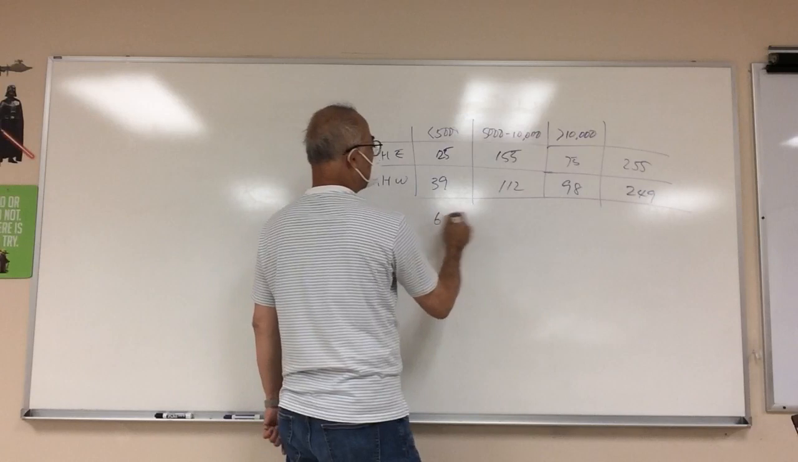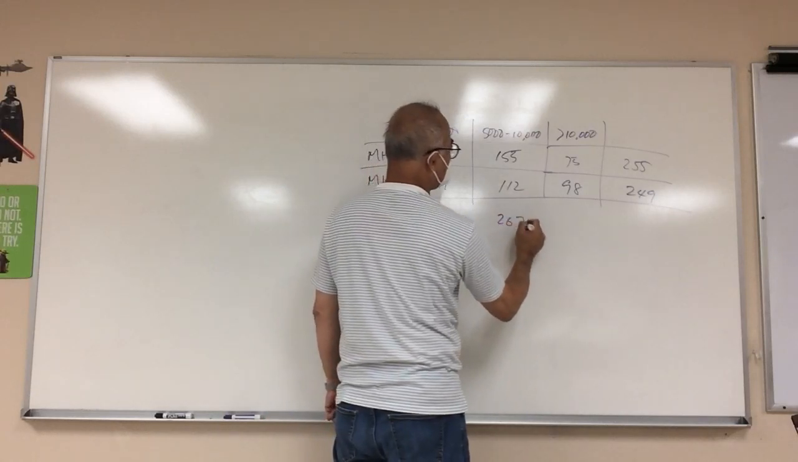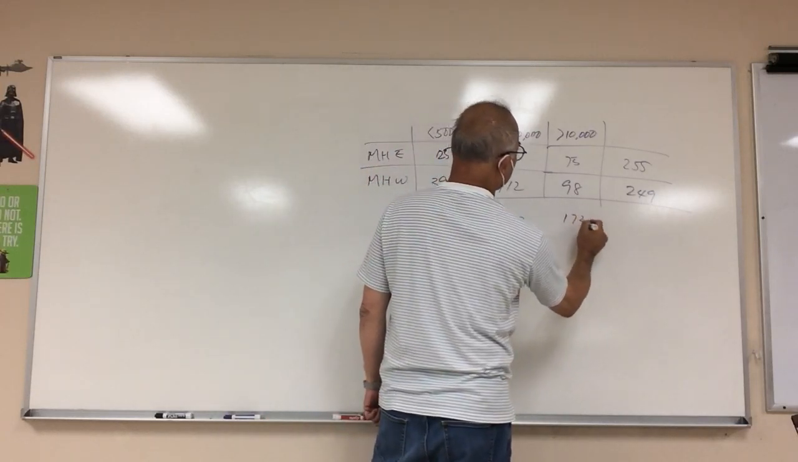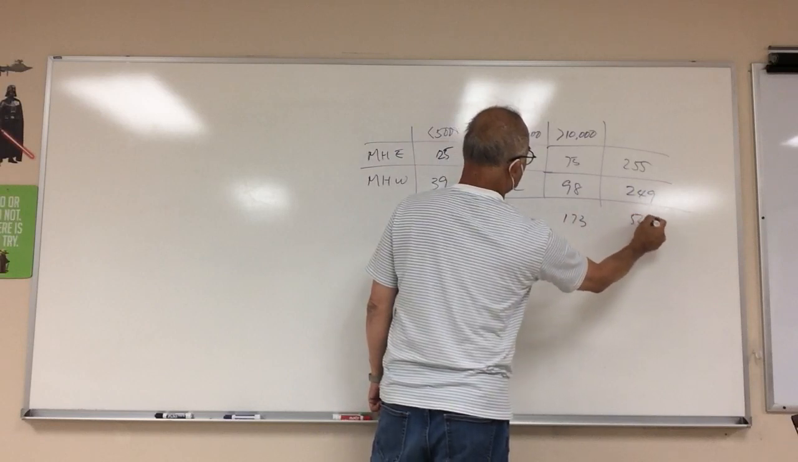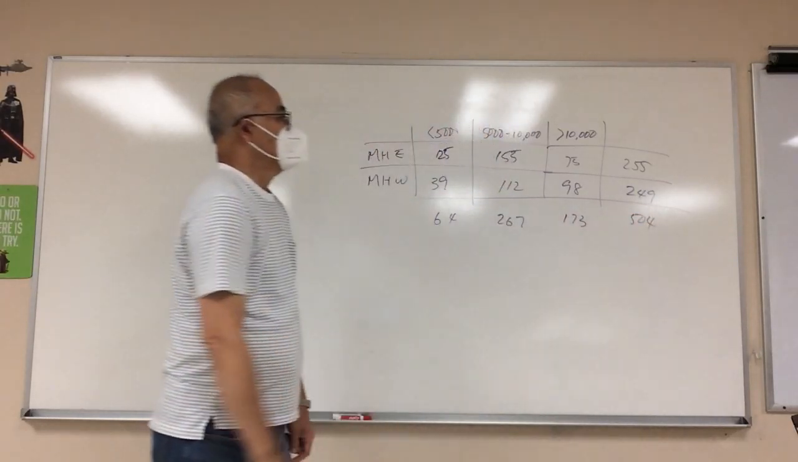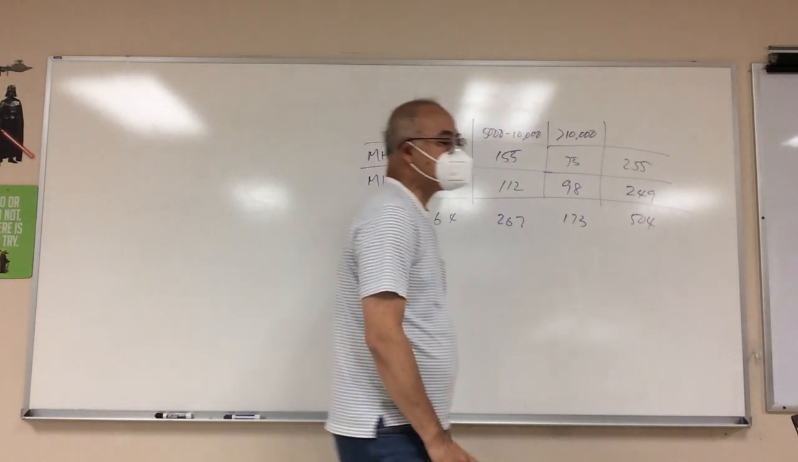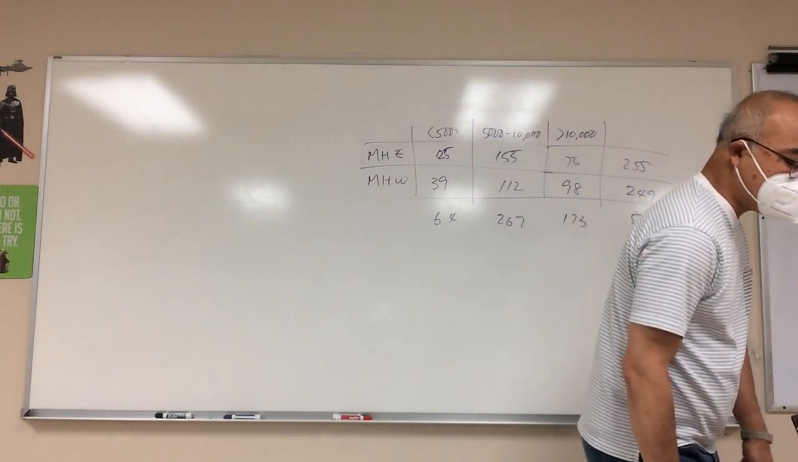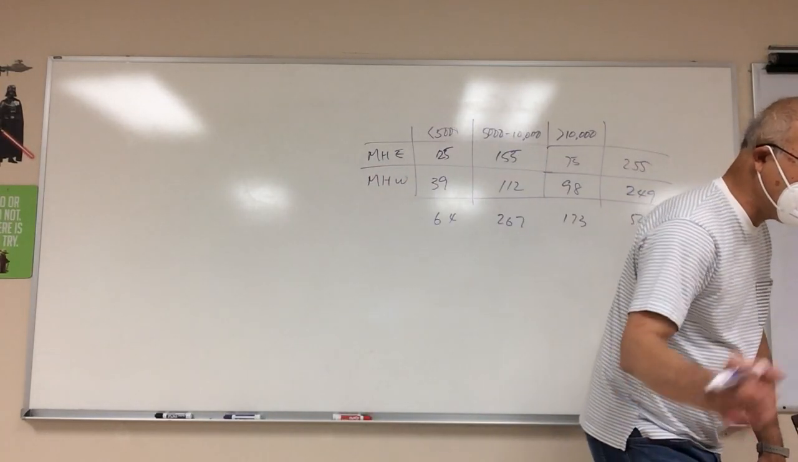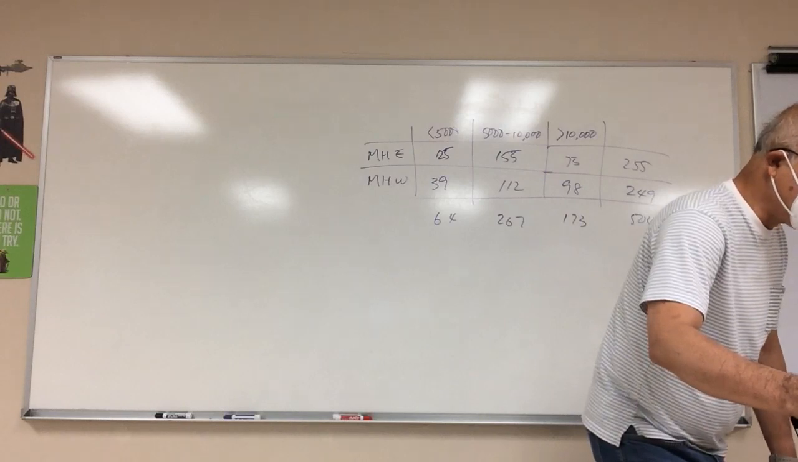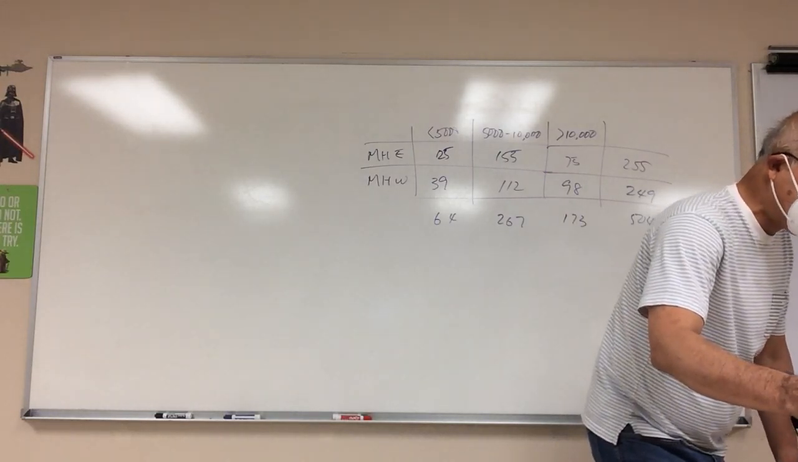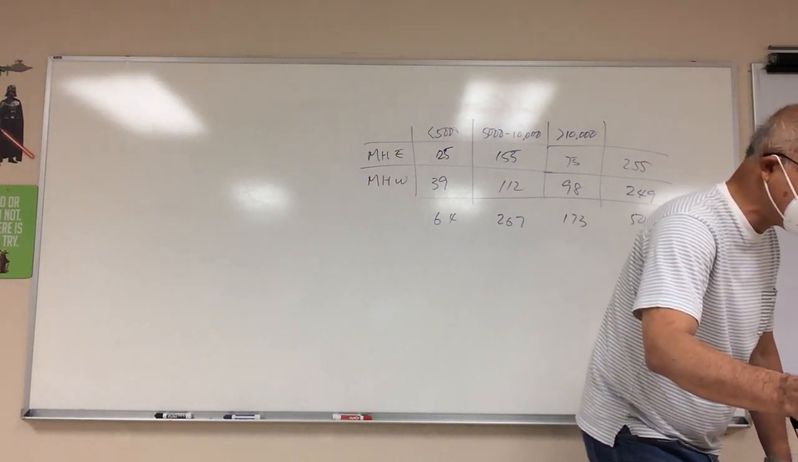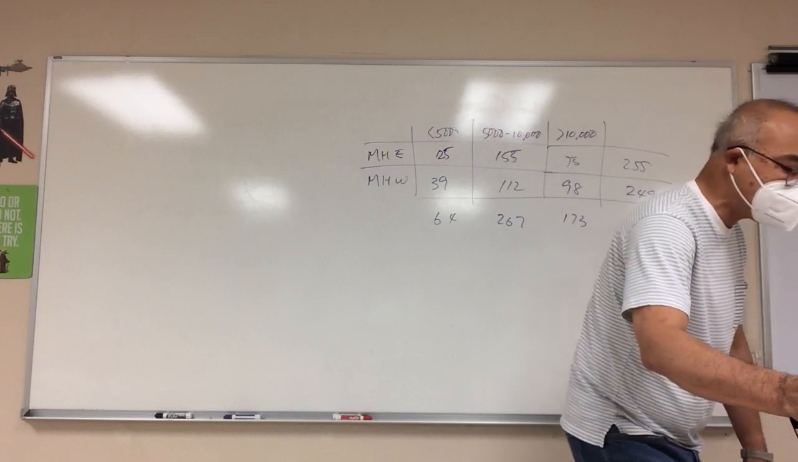64, 267, 173, 504. Okay. So their question was: if a poll respondent were chosen at random from those planning to attend a college, at least 5,000 students.